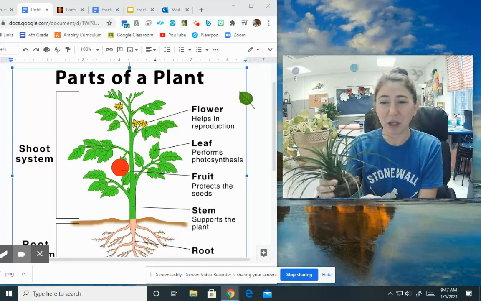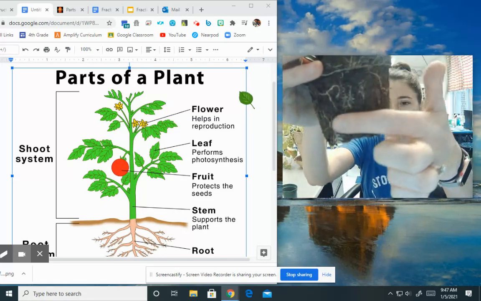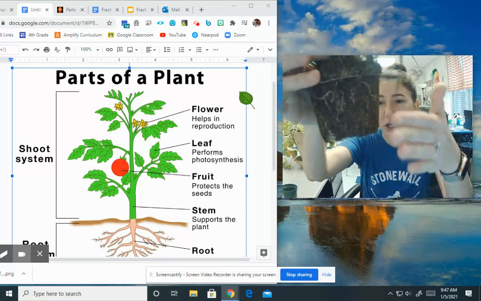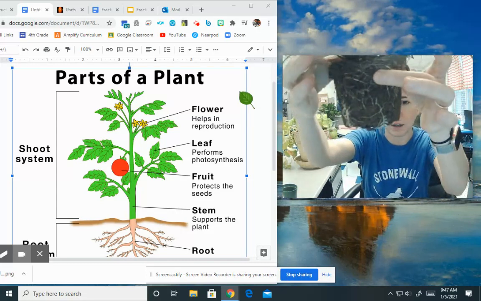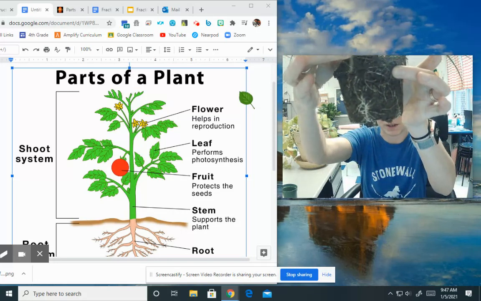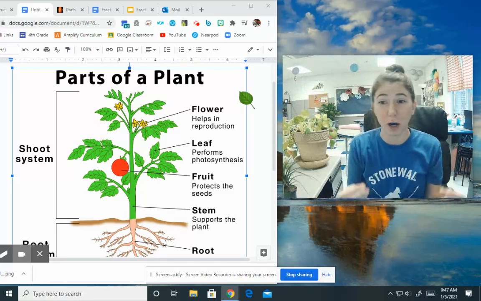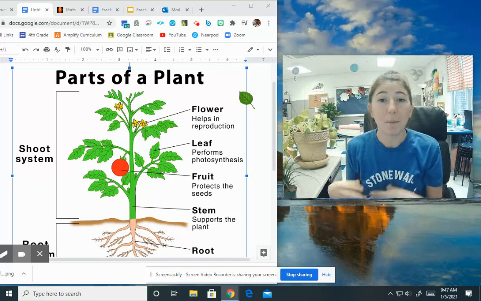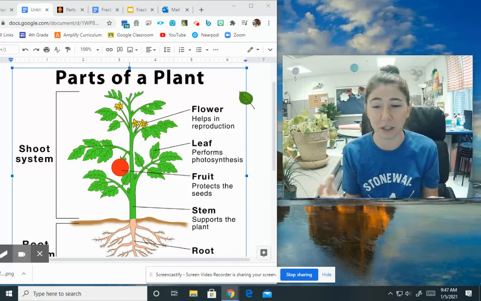So if you think about a plant's roots, we've got our roots in a plant, right? So that's one of the structures. You can see I'm getting dirt all over the place. So the structure is the root, but what is the function of the root? Well, roots have a couple of different functions.